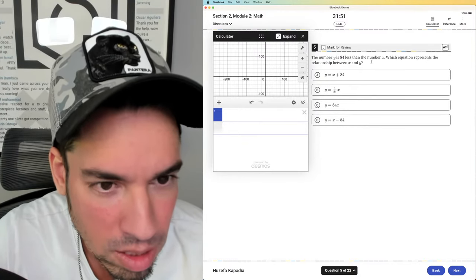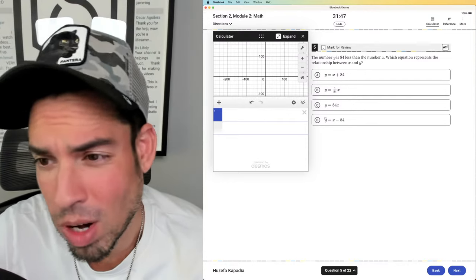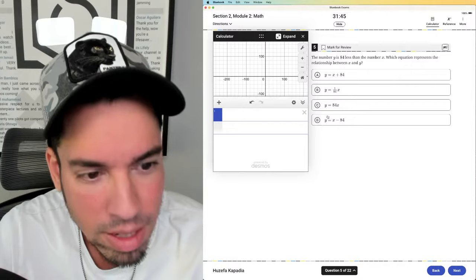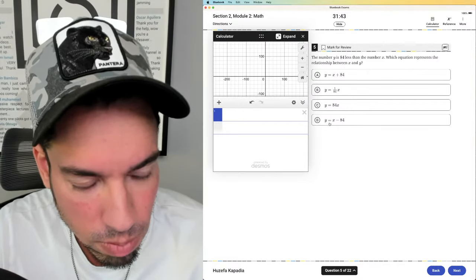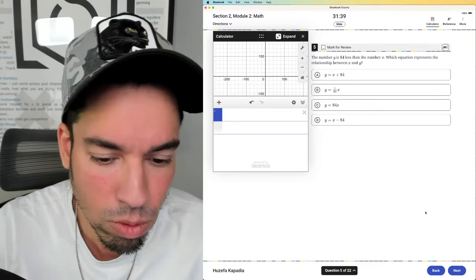The number Y is 84 less than the number X. I mean, this is just straight up interpreting the language. Y means equal. 84 less than X. X minus 84. It's literally D.